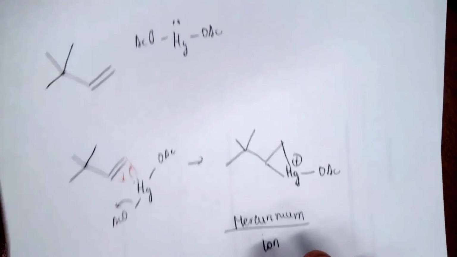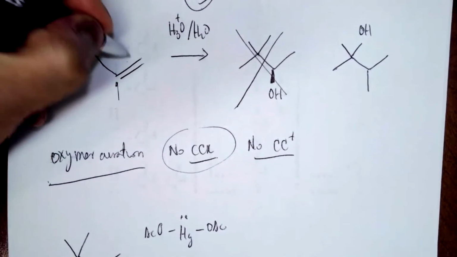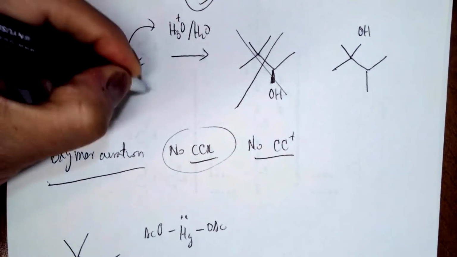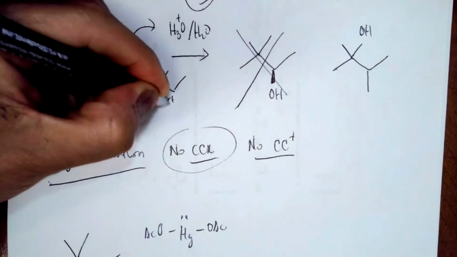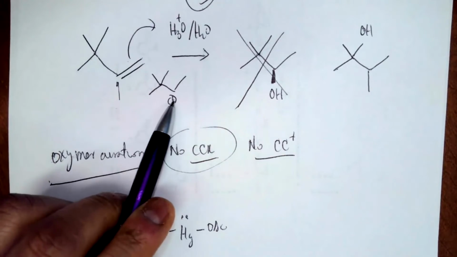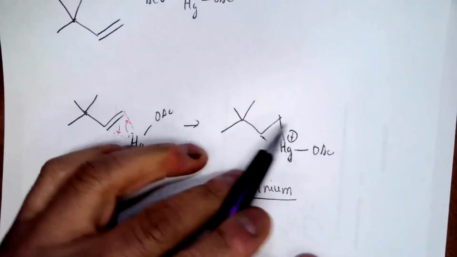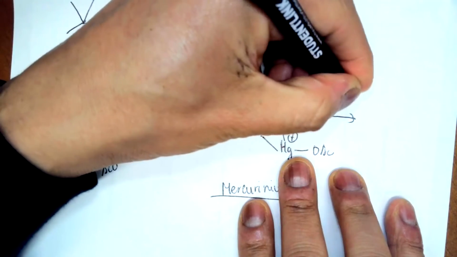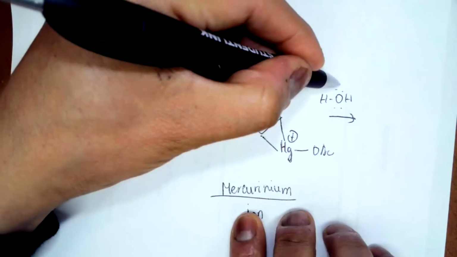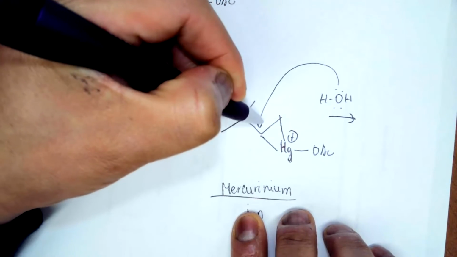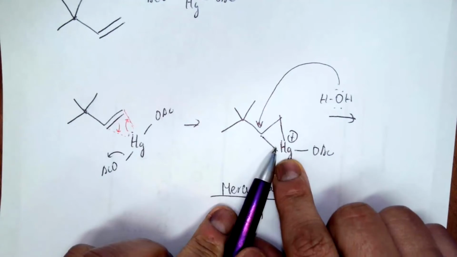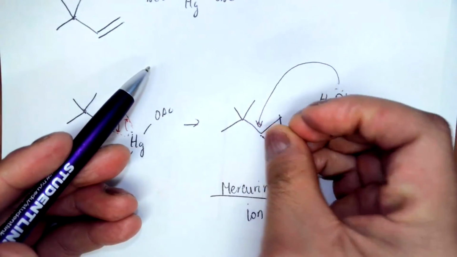Previously, we were having a carbocation. If you do acid catalyzed hydration, you will have a carbocation, and this one can do CCR. In this case, you cannot do CCR. So what happens next? What happens next is water. Water attacks in the Markovnikov position. Basically, what mercury is doing is holding the alkene.